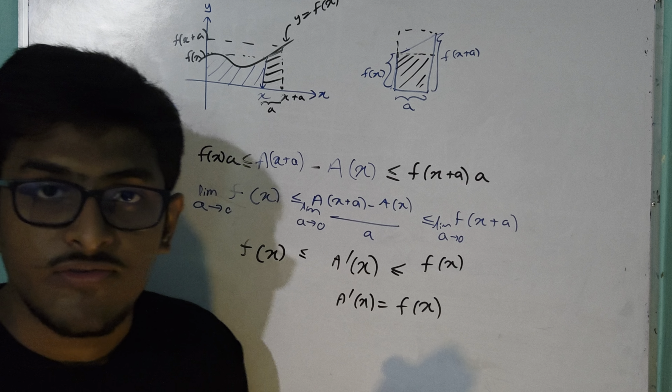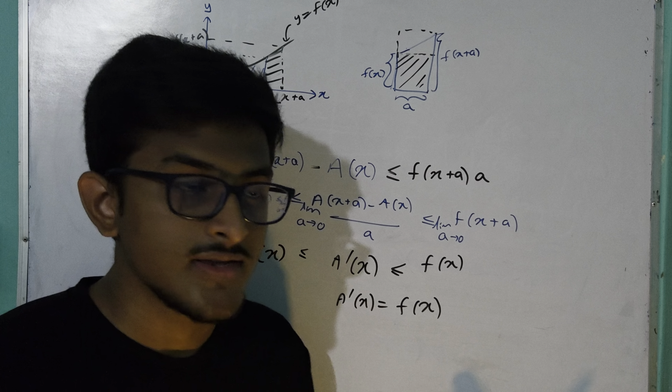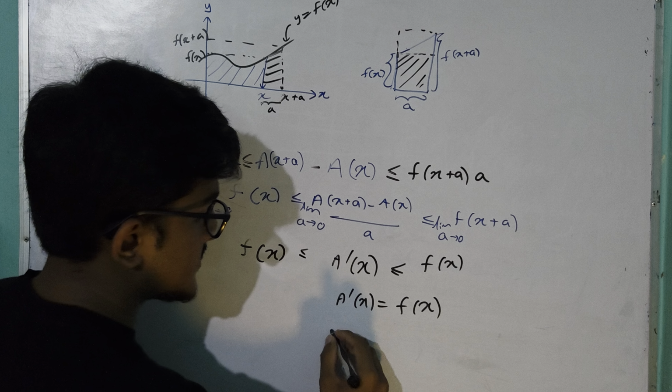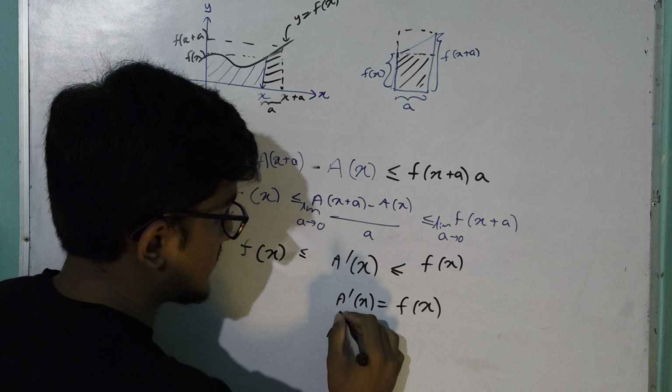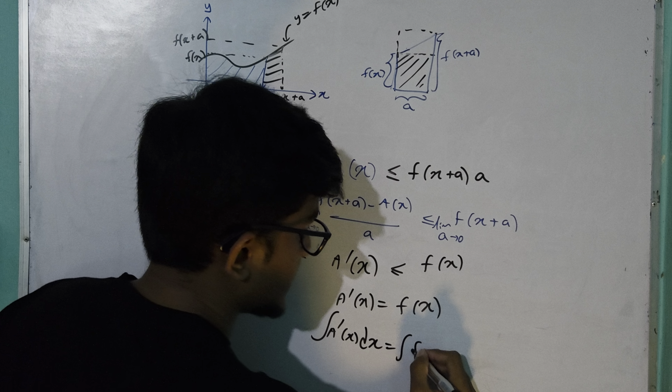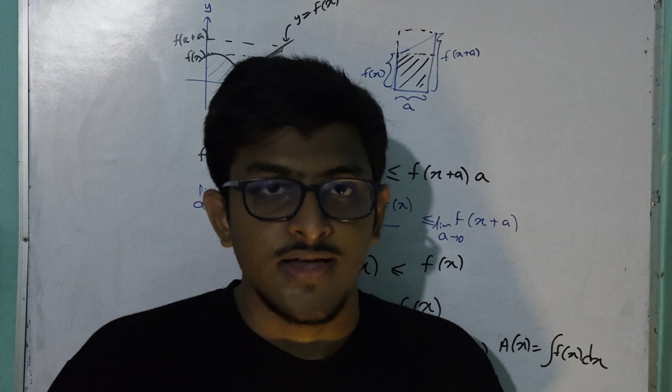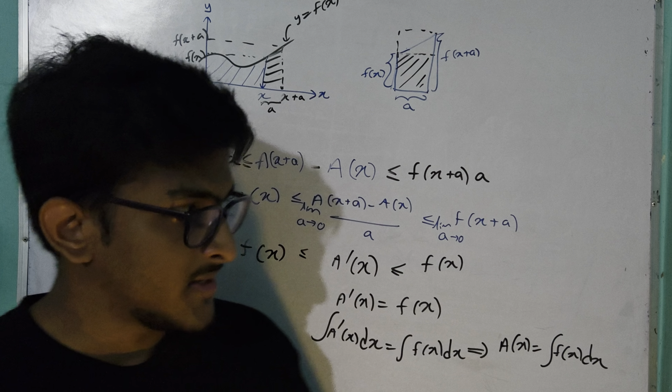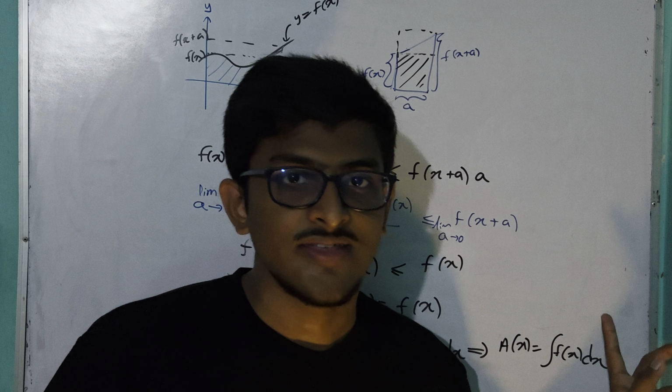In order to reverse the derivative, what do we do? We integrate it. So if we integrate this equation with respect to x like so, what do we get? We get A of x is actually equal to the integration of f of x with respect to x. So that's how you prove that integrating a certain formula or equation gives you the area.